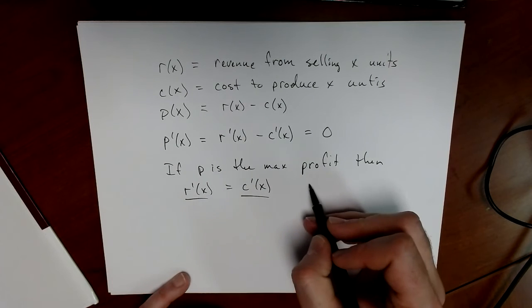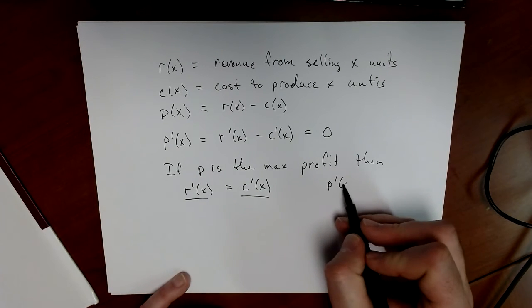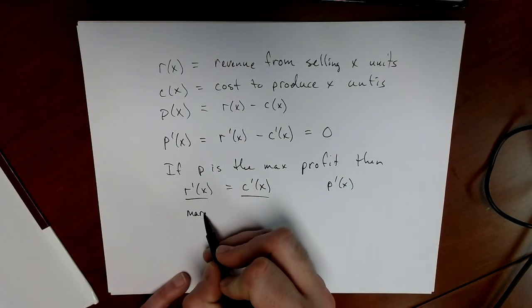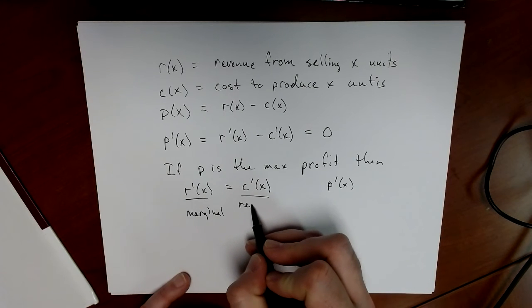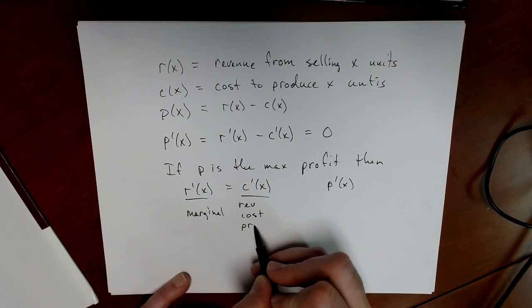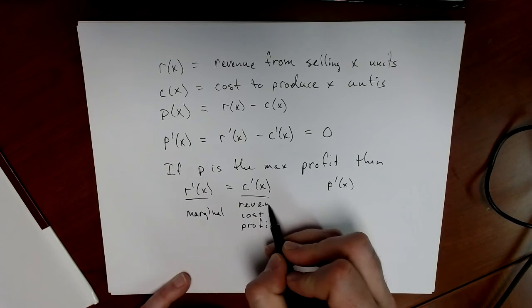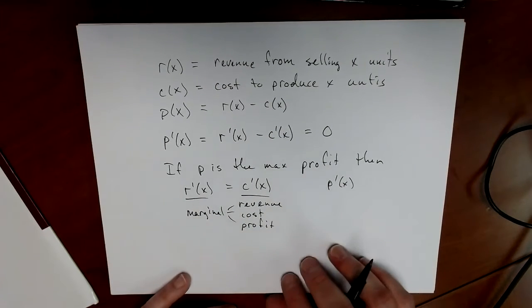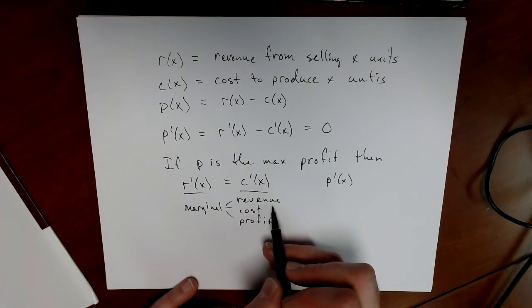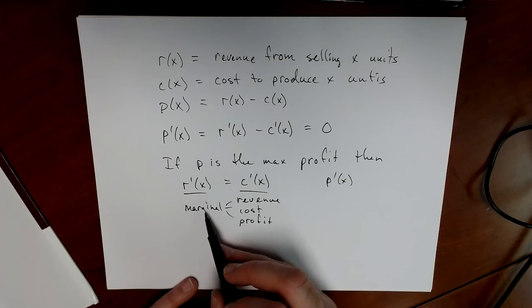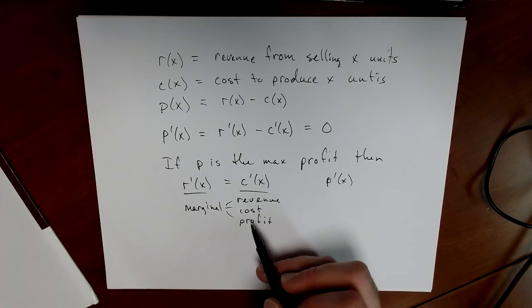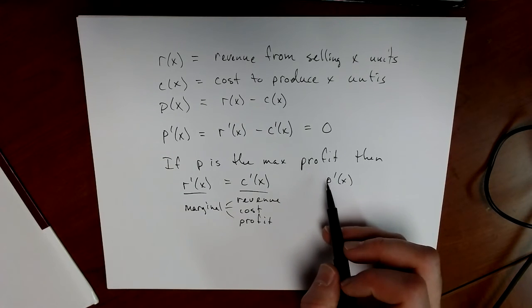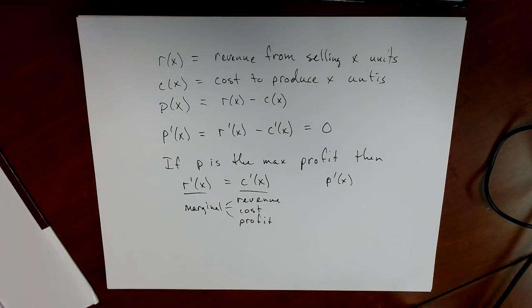These, and even P prime, are called marginal. So marginal revenue, cost, profit. So the marginal revenue is the amount you make to sell one more at any given point. The marginal cost is the amount it costs you to make one more. And the marginal profit is, of course, the difference in those two things. And it's the amount of profit you get for selling one more.